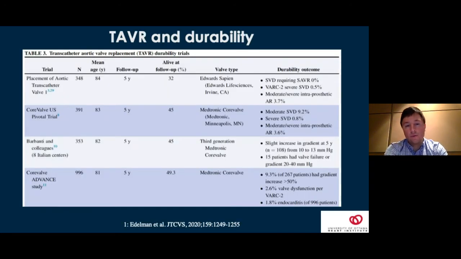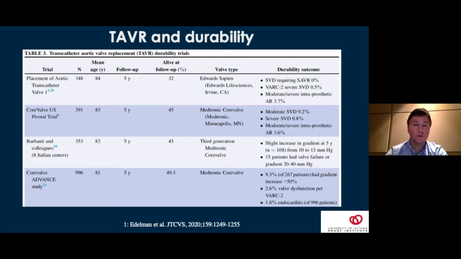So what is the durability of the valve? What can we expect when we discuss with the patient? Because they are likely to ask, how long is it going to last? A recent paper published by Edelman and colleagues from Atlanta is a really good review of the trials looking at valve durability. Of note, most of these are older studies, such as the PARTNER 1 trial or the CoreValve US Pivotal trial. Unfortunately, at that time, the prostheses used are not the ones we use right now. So that's the main limitation.